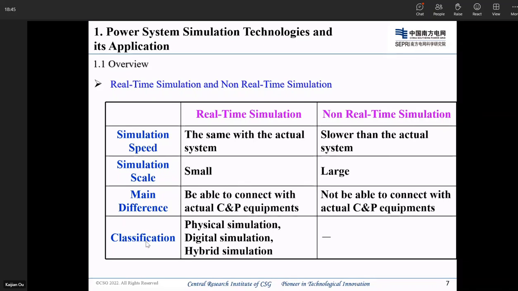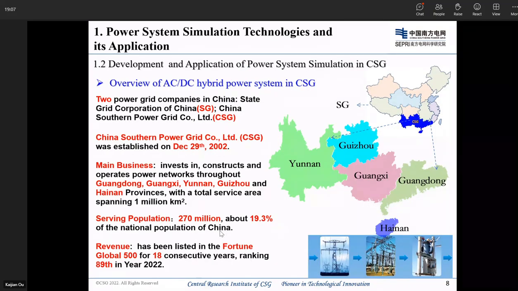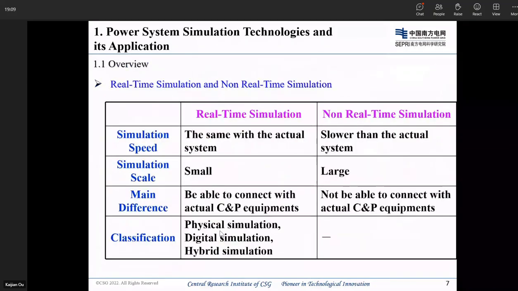Also, as for the qualification of lead time, we have a physical simulation of lead time, digital simulation, or hybrid simulation. This is physical and digital hybrid simulation for lead time simulation. So this is an overview of power system simulation.